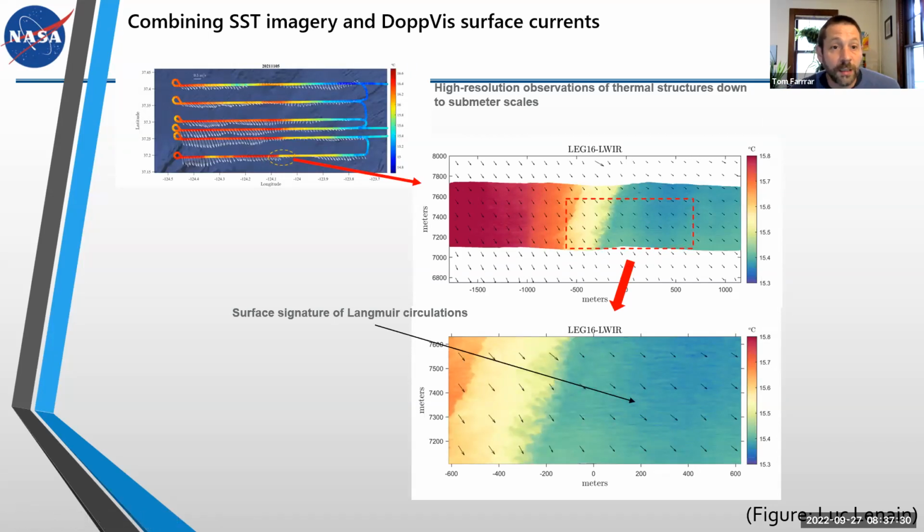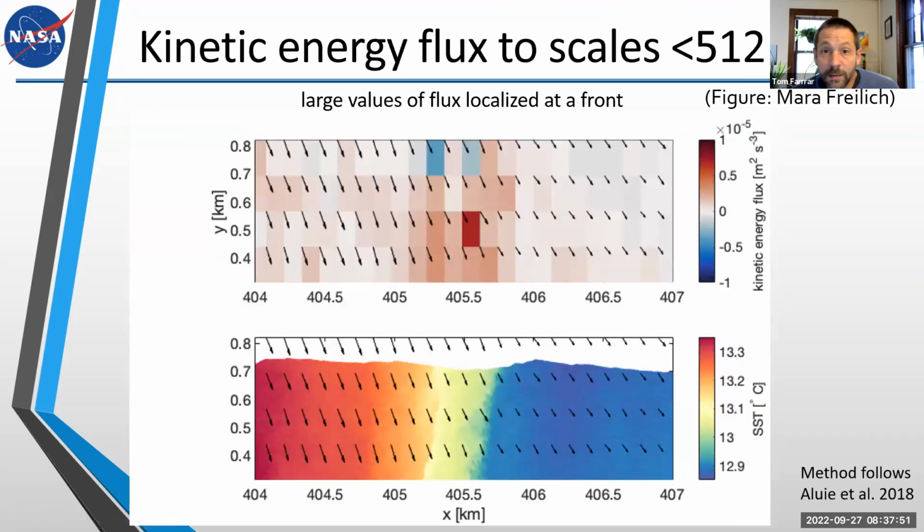And just zooming in on this front, you can see the richness of the data set. You can even see little striations in the SST from Langmuir circulations. Mara Freilich has been analyzing these data to look at kinetic energy flux. Mara will talk in, I don't know, a month or so in this seminar series. And maybe she'll talk more about this, but she's computed the energy flux from larger scales down to scales below 512 meters. The top panel shows an estimate of that kinetic energy flux. The bottom panel is this SST front, and you can see enhanced transfer of energy to smaller scales there.